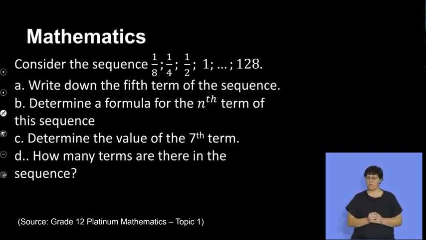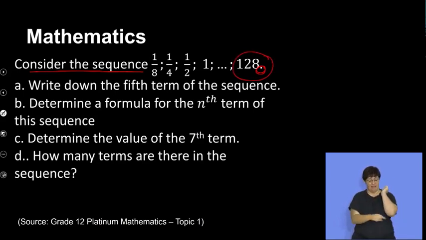So we have been asked to consider the sequence an eighth, a quarter, a half, 1, going on to 128. Please note that if there's a full stop after a term of the pattern, that means that this is the last term of the pattern. So the first term is an eighth, and the last term of this pattern is 128. Let's have a look at the questions.